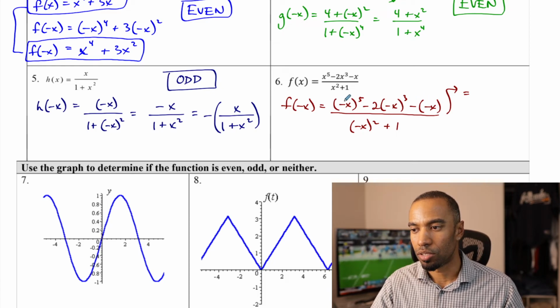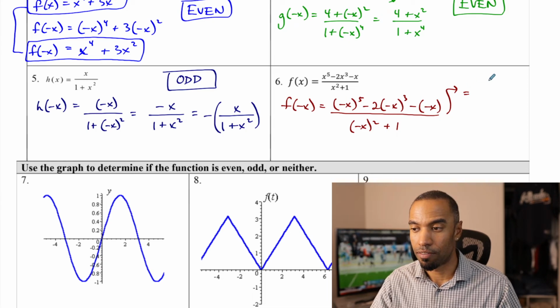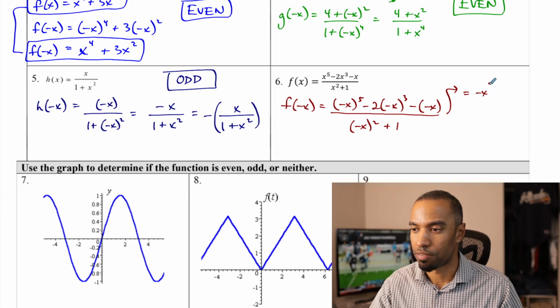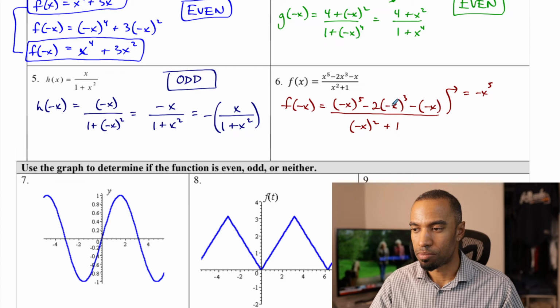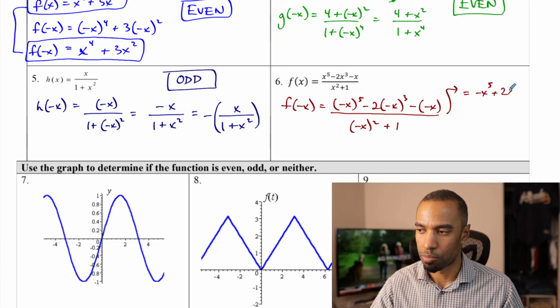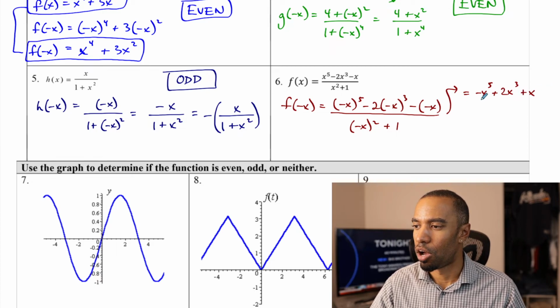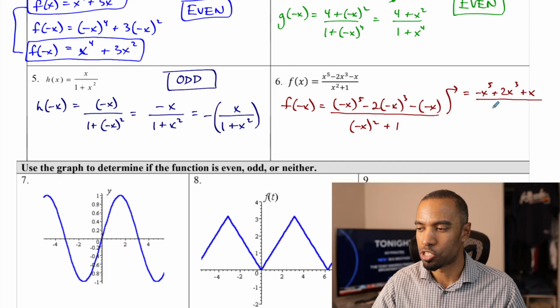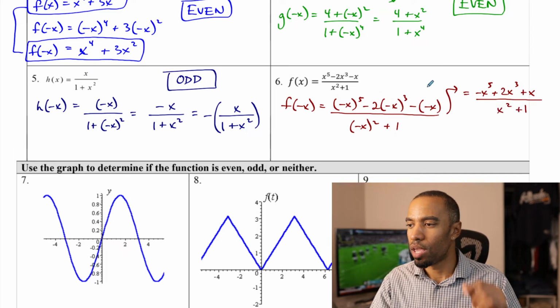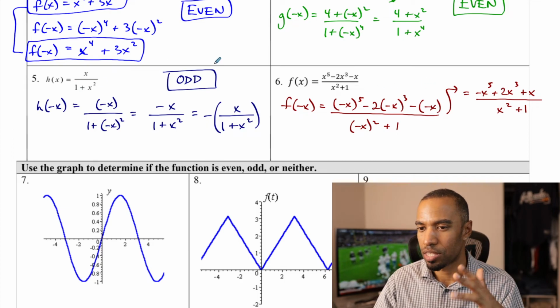So they'll stay negative. So negative x to the 5th, it becomes negative x to the 5th. Minus 2 times negative x cubed. So that will become negative x cubed times negative 2 is plus 2x cubed. And then minus negative x is plus x. And then all divided by the negative x that gets squared becomes a positive x squared. And then plus 1.